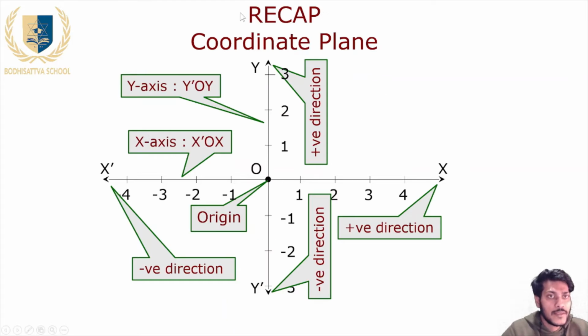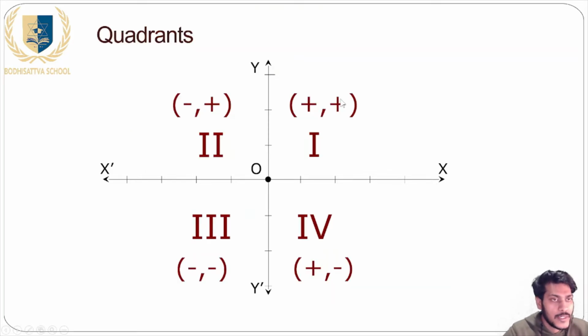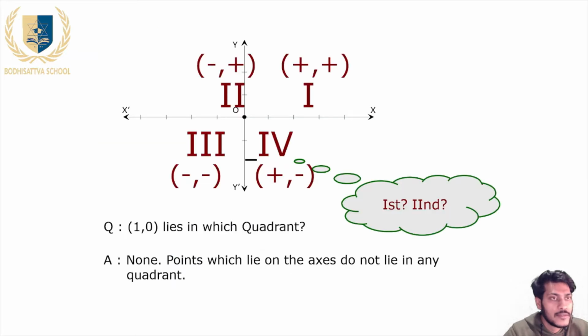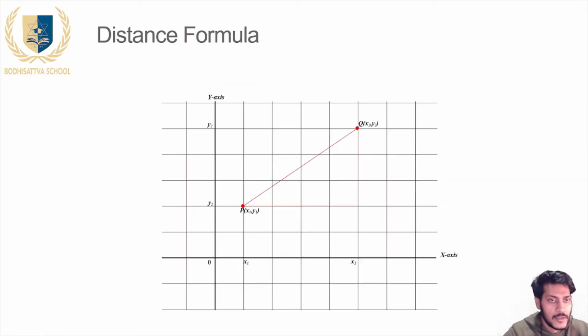We will see some recap here about the coordinate plane, quadrants, coordinates, and also where y and 0 lie in the quadrant. We already learnt about this in the last session. Today we will talk about the distance formula. For finding the distance formula, first we have to know what distance is. Distance is the length between 2 points.